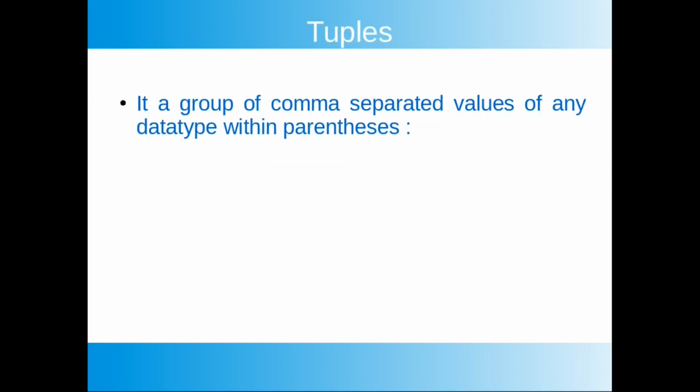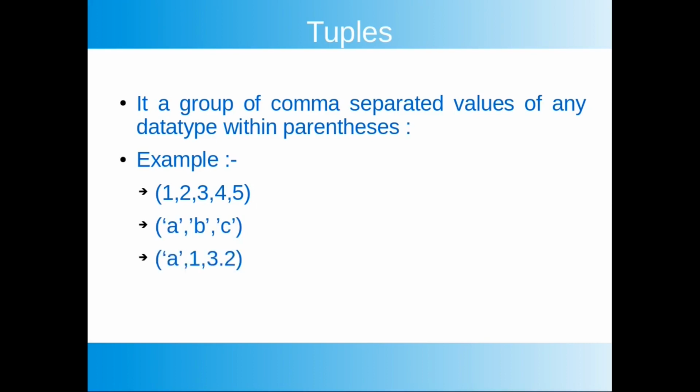Next comes the tuples. Now these are also a group of comma separated values of any data type but within parentheses. So let's see the example here. The first tuple is a group of numbers which are separated by commas. The second one is a group of characters and the third is the group of mixed values.